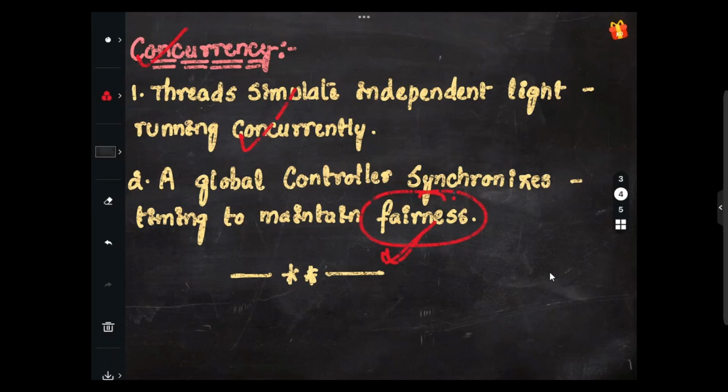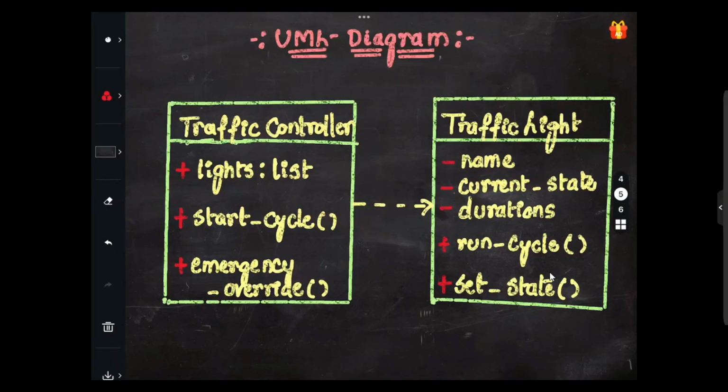Next, let's move on with the main thing, nothing but the UML diagram here, right? For this particular thing, we will be going with two classes, namely traffic controller, which is directly dependent on the traffic light, or traffic light, which is directly dependent on the traffic controller. We will be going with lights, which is of type list, and a start cycle helper method. Also, we will be going with an emergency override helper method within the traffic controller. So two methods, start cycle as well as emergency override along with the parameter light.